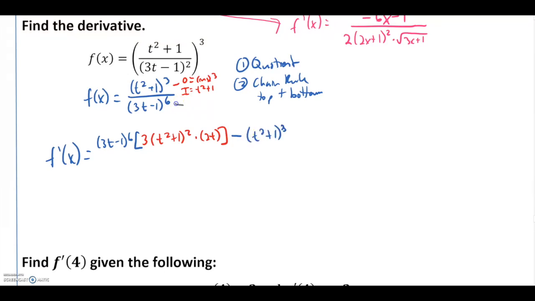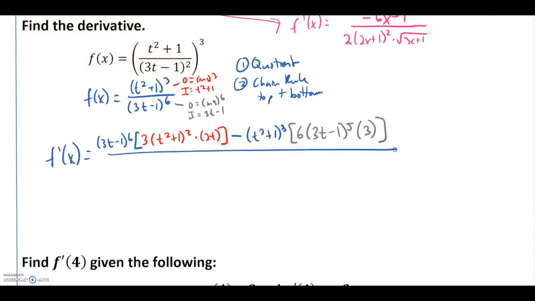the derivative of the bottom function, and this is its own separate chain rule. We've got an outside, which is the inside raised to the 6th power, and we have an inside function that is 3t minus 1. So its derivative would be 6 times that inside function raised to the 5th power times derivative of that inside function, which is just 3, all over the bottom function squared, which would make that to the 12th power.